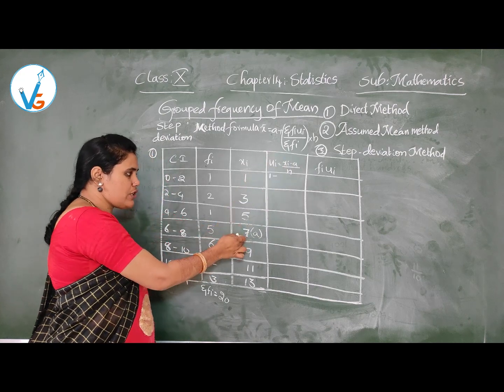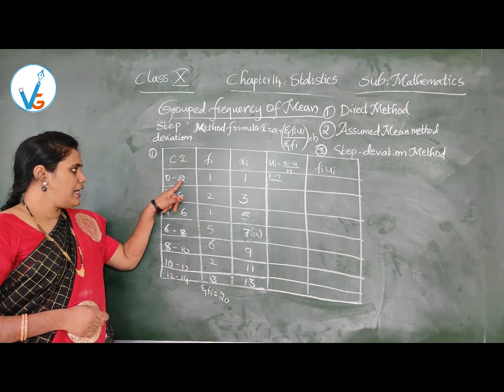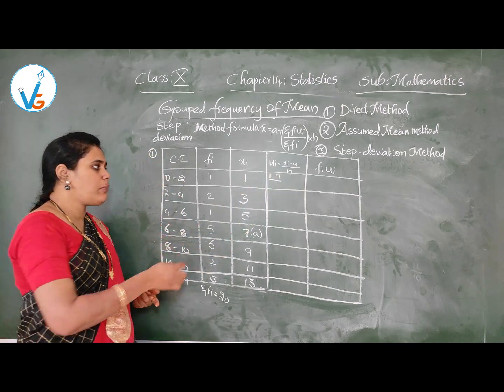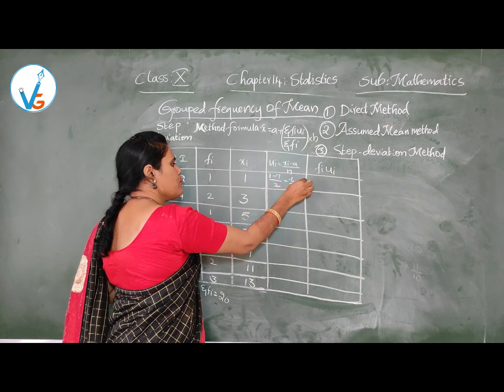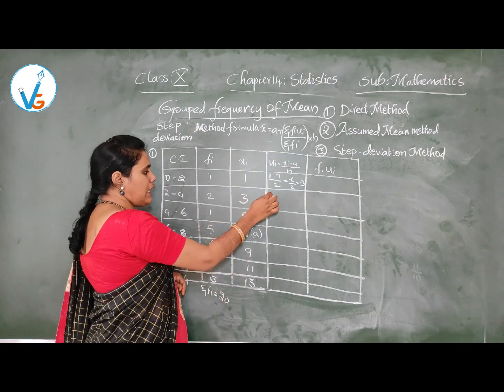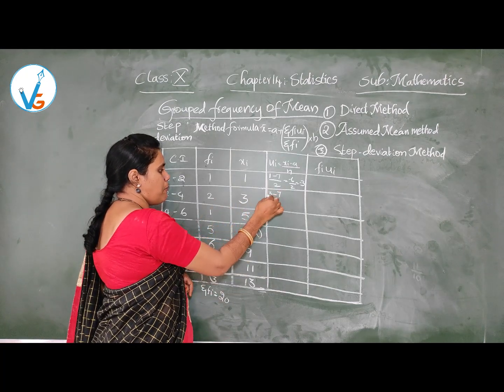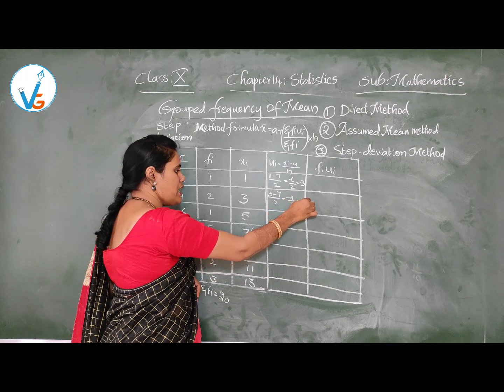1 minus what is your A? 7 by class height. Class height is 2 minus 0, which is 2. So here you will get minus 6 by 2, which is equal to minus 3. Next here, what is your xi 3? 3 minus 7 by 2, which is equal to minus 4 by 2, which is equal to minus 2.